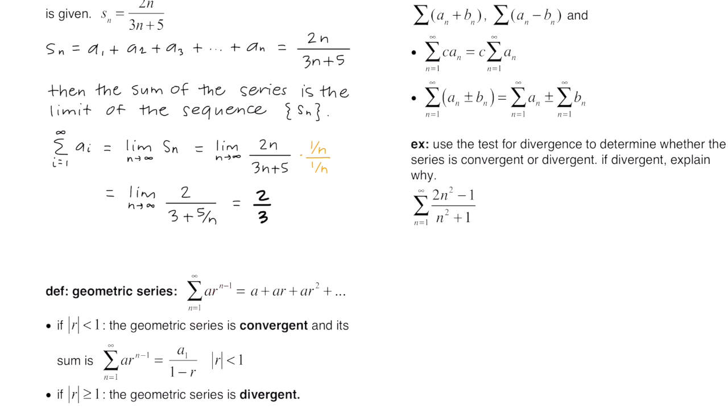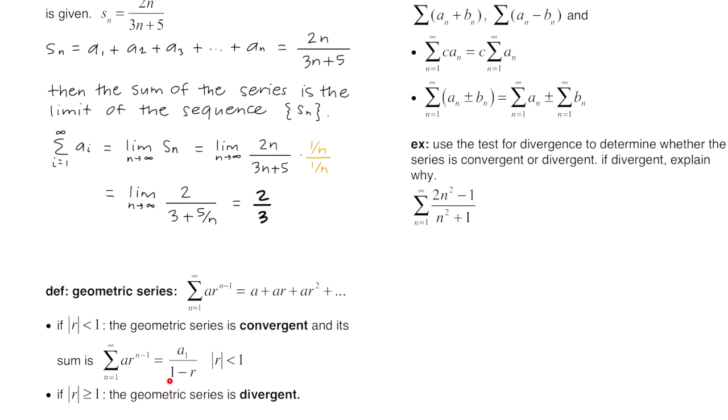A is your first term, and then r is the number that you're timesing by every time. So you can see it goes a, then a times r, then a times r squared. The r value is being raised to the power n minus 1 in this case. Once you identify r, you're going to take the absolute value of it and check if it's less than 1. If it is, the geometric series is convergent, and it has the sum a1 over 1 minus r.